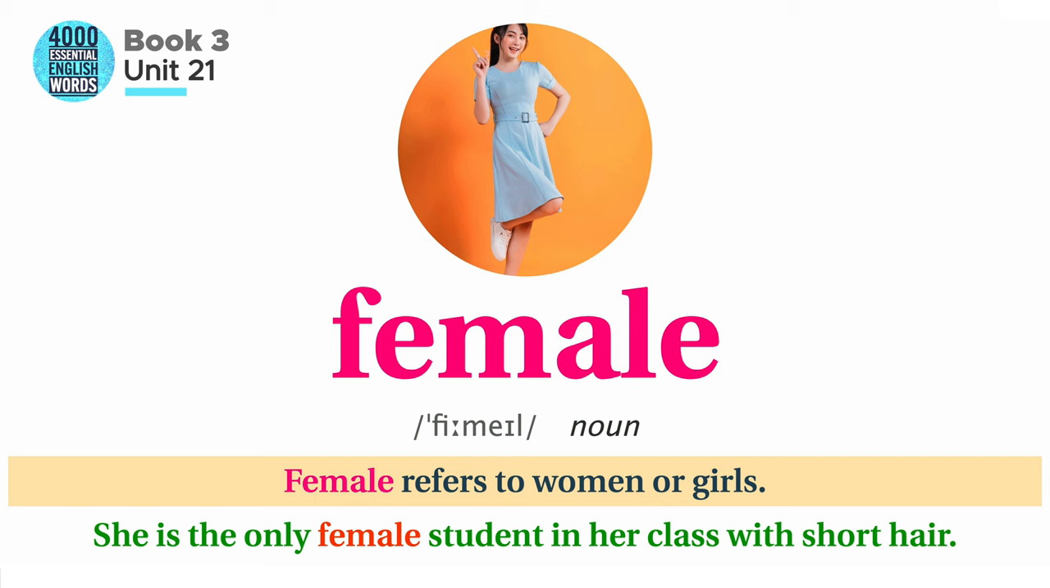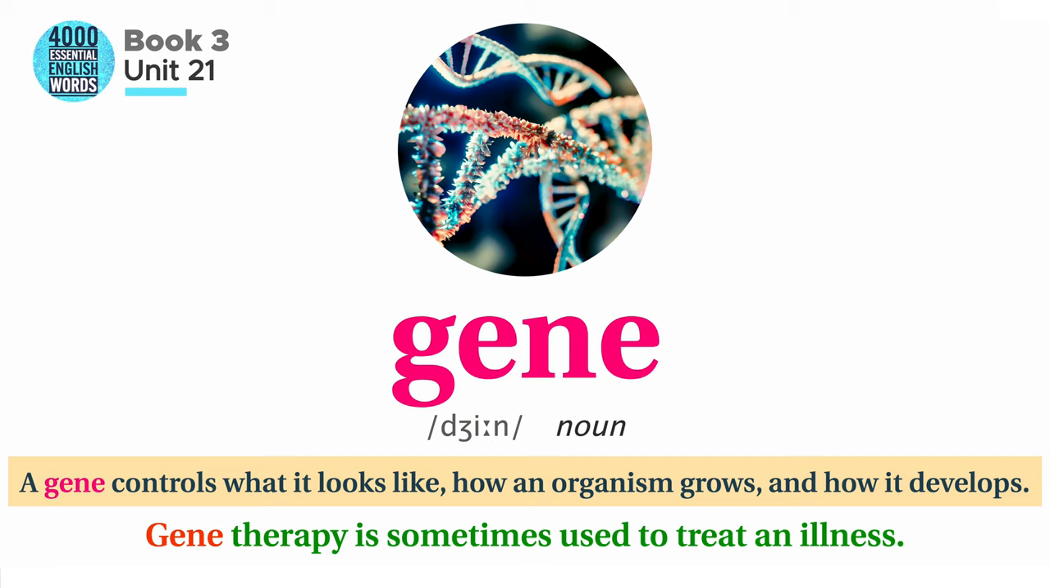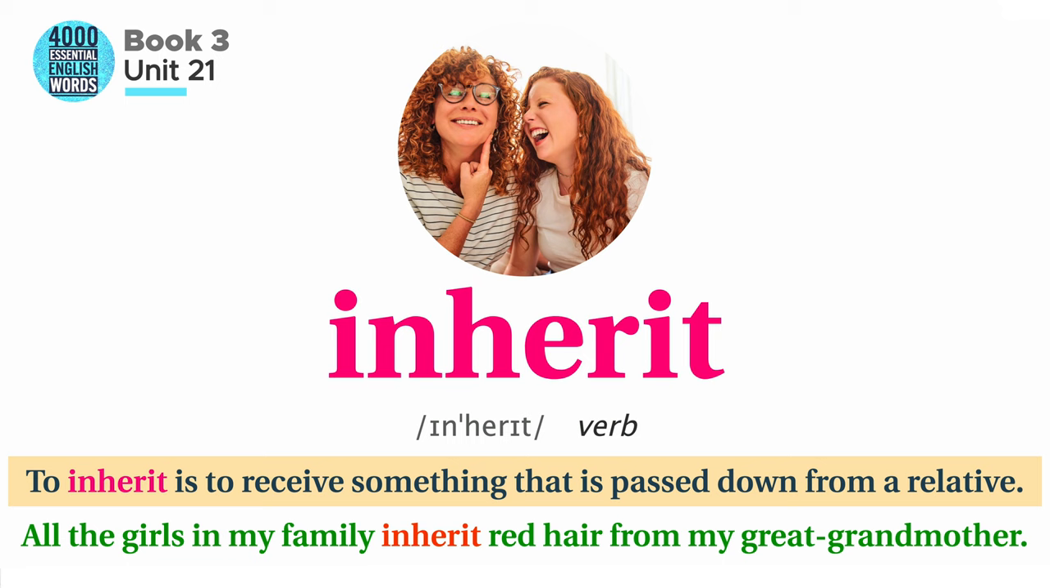Furthermore. Furthermore means more information will be added. She's clever, and furthermore, she is not afraid of work. Gene. A gene controls what it looks like, how an organism grows, and how it develops. Gene therapy is sometimes used to treat an illness. Inherit. To inherit is to receive something that is passed down from a relative. All the girls in my family inherit red hair from my great-grandmother.